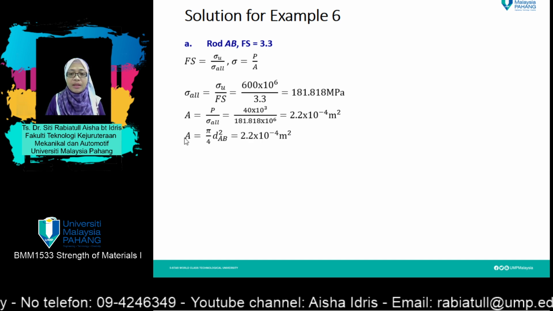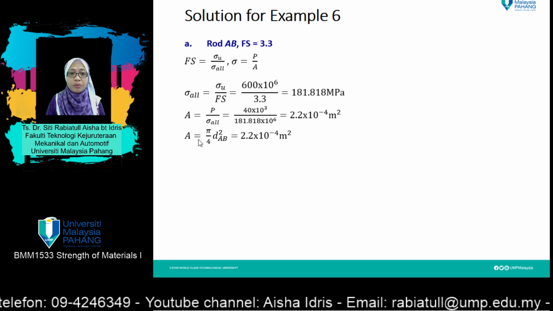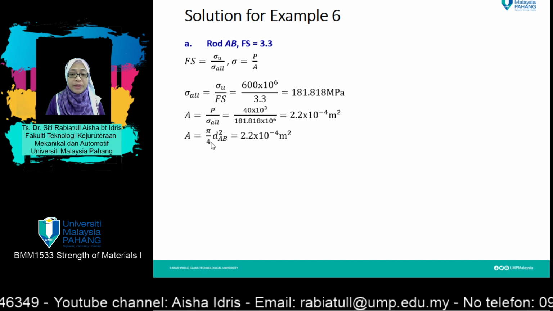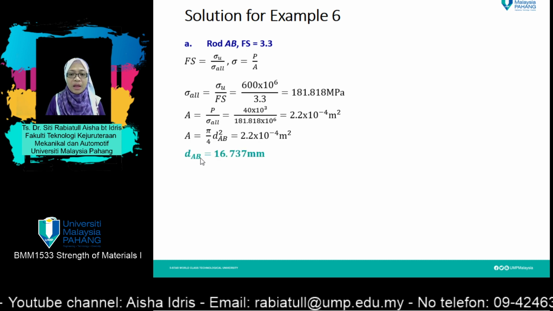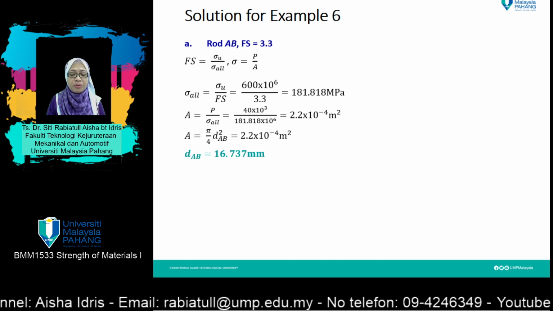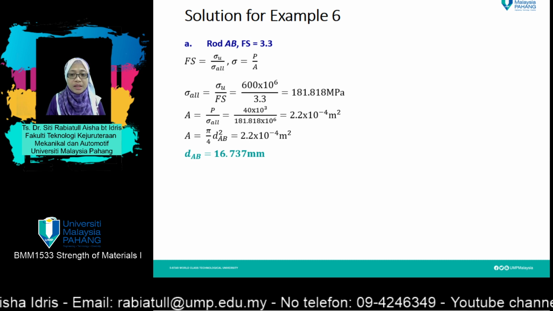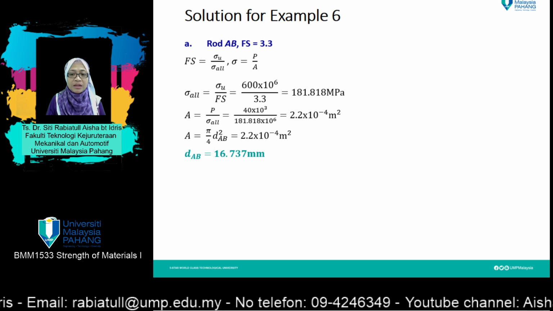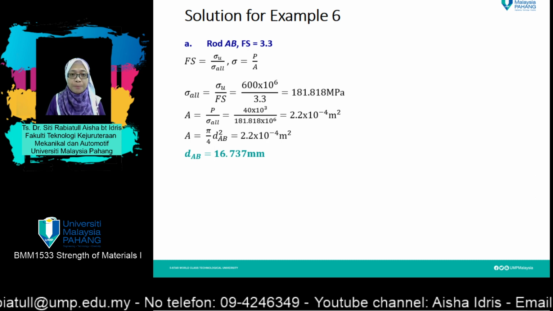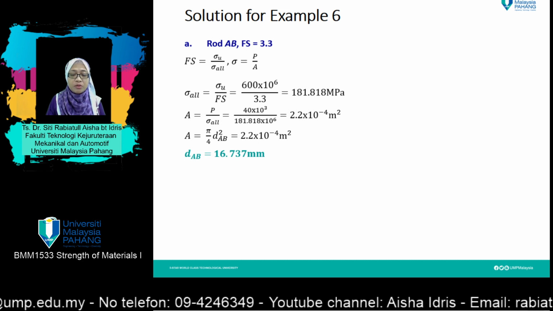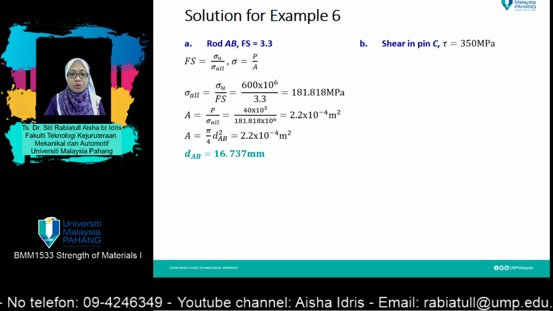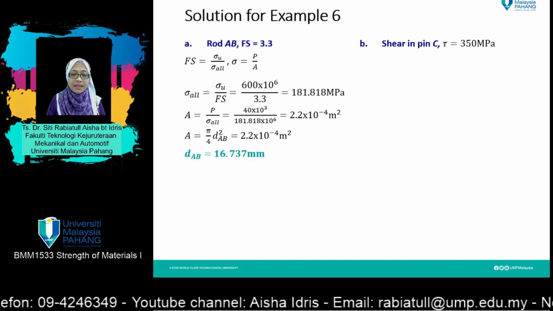And we know that A for circular members is pi over 4 d squared, and from there you will get the value of d for rod AB equals 16.737. However, to maintain its safety, we need to choose d equals 17 mm.